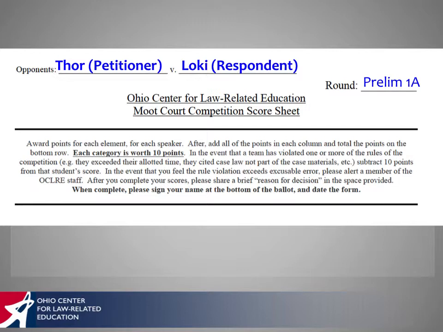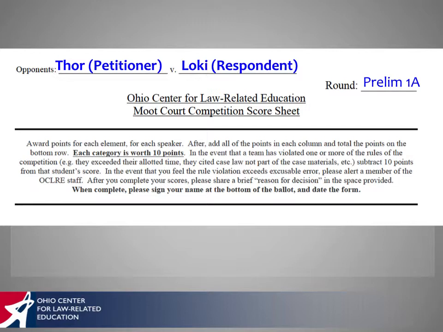In the event that a student violates a rule of the competition, for example, they exceed their allotted time without permission of the Chief Justice, or they cite case law in their arguments that is not part of the case materials, judges are instructed to subtract 10 points from that student's score.